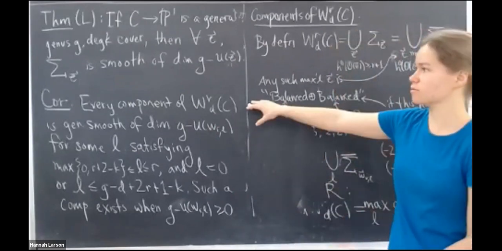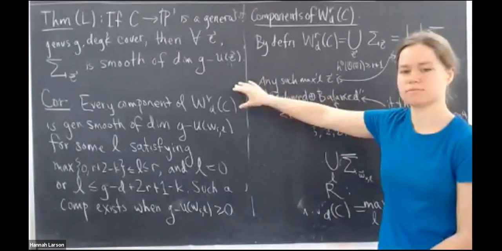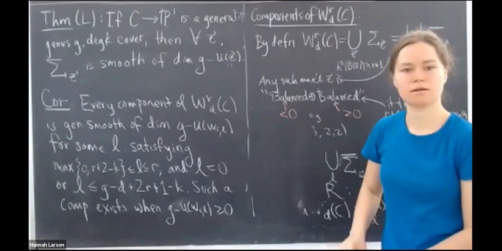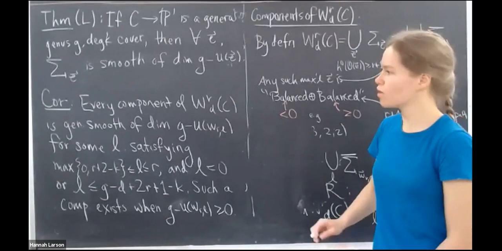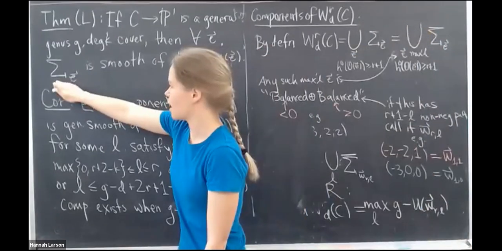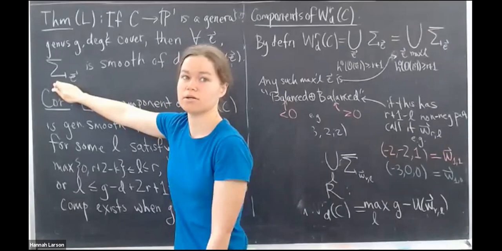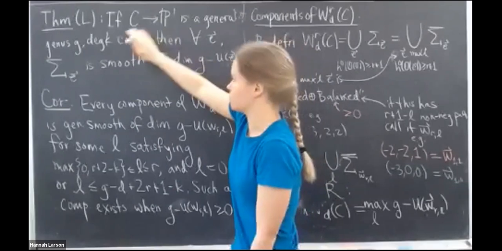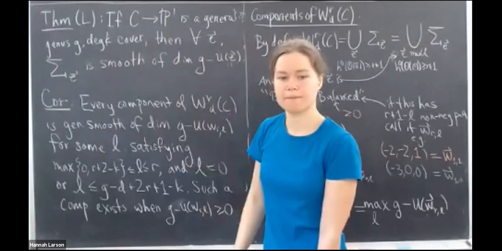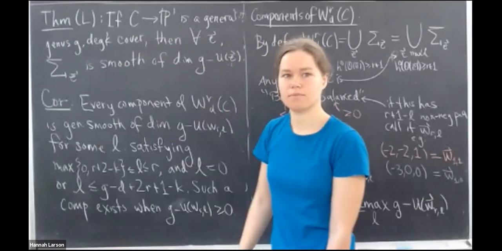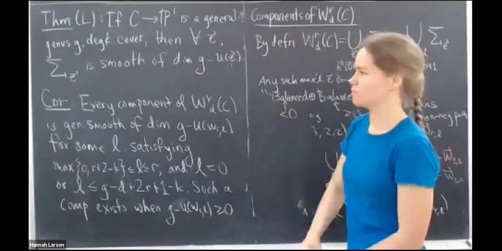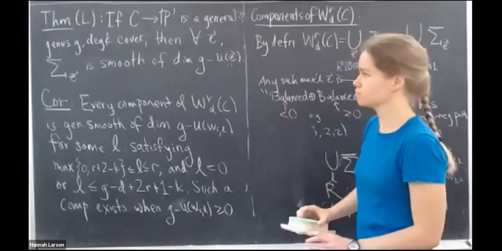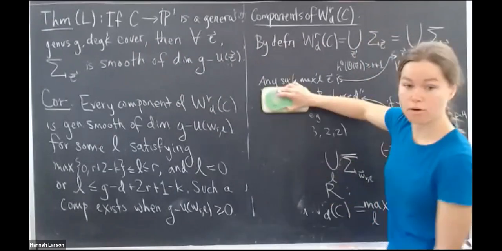So, more questions about the statement of the theorem or the corollary? Yeah, you said you were about to say you strongly believe something, but you never finished. Oh, yes, I strongly believe that sigma E is irreducible when C is a general curve of gonality K. And this is proved in the trigonal case.